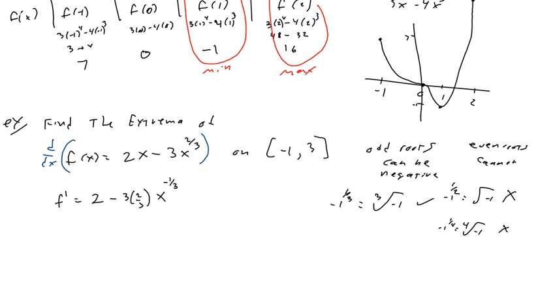So if I simplify this, 2 minus 3 times 2/3, well, the 3's are going to cancel. This 3 is going to cancel this 3. So I'm going to be left with 2 here. And my x becomes on the bottom, because it's the negative, x to the 1/3 on the bottom. So I've got to figure out now where this equals 0.